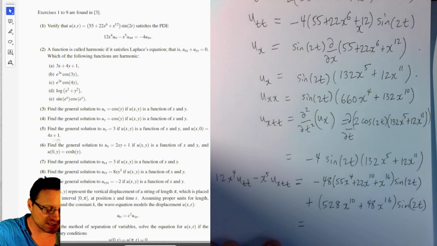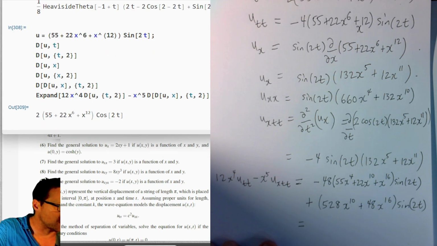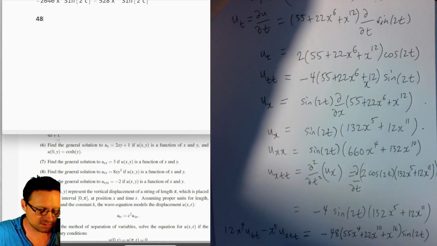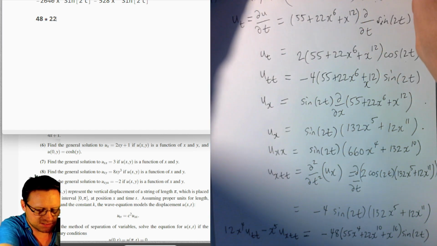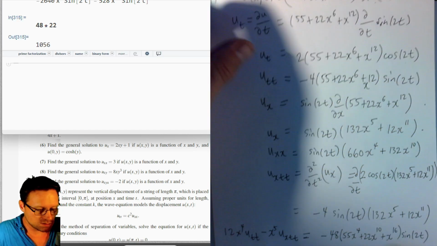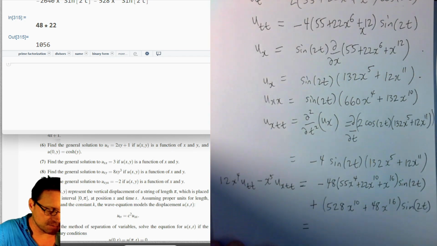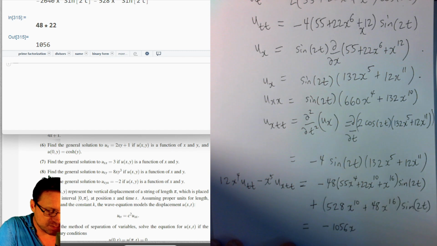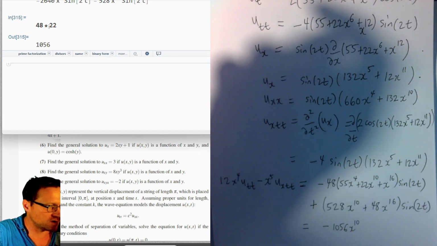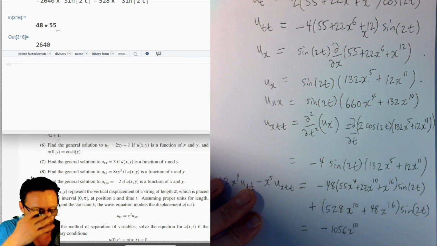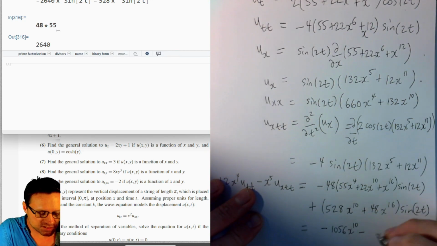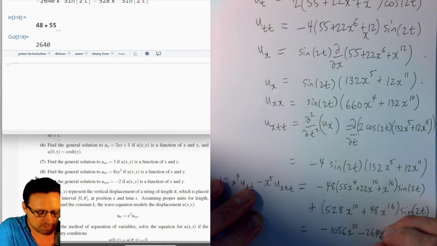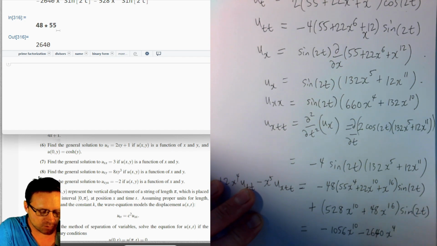So now we need to calculate 48 times 22. So I'll open up Mathematica here. Okay, 48 times 22. So 1056 for that. So minus 1056 x to the power of 10. Okay, what is 48 times 55? 2640. So minus 2640 x to the power of 4.